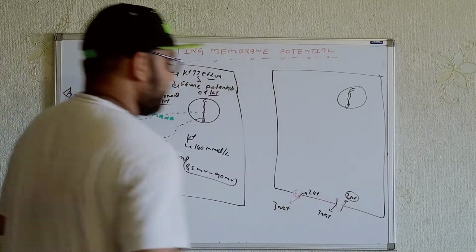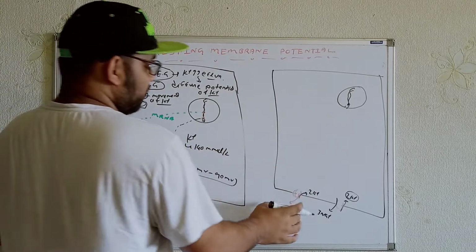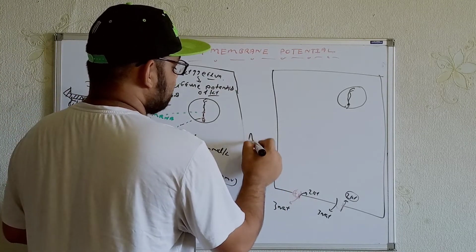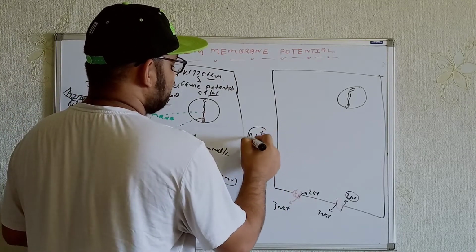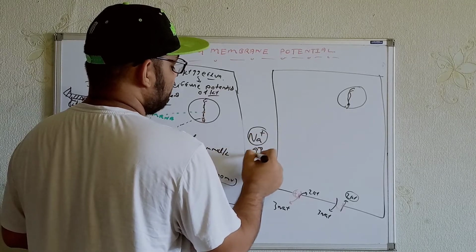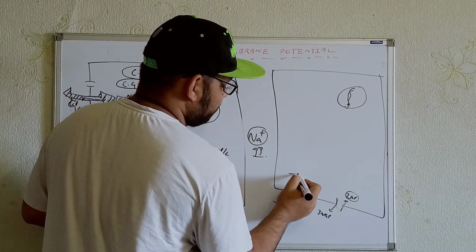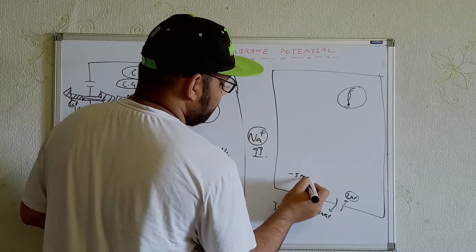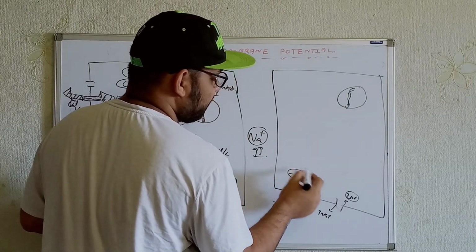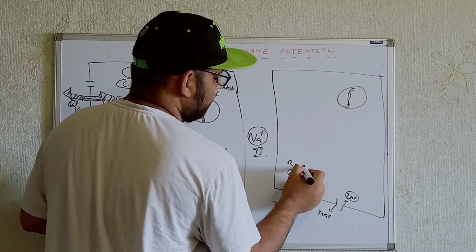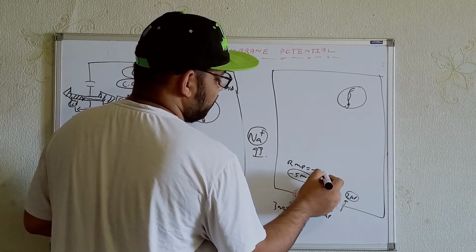Now see these things. Whenever the sodium is coming out, the concentration of sodium outside of the cell will be more over here. For this we will get around minus 5 millivolt first. Then we got the resting membrane potential around minus 90 millivolt, for example.